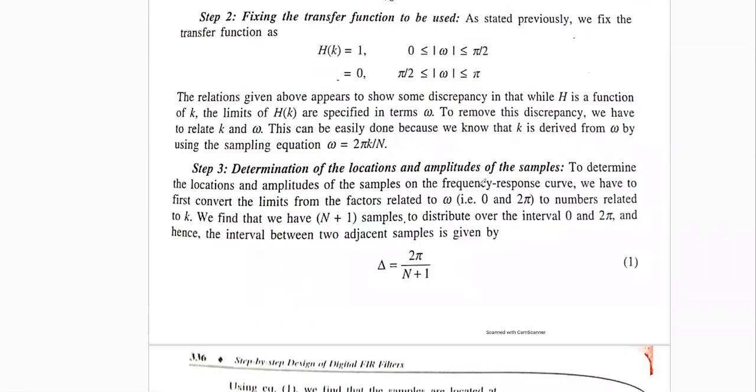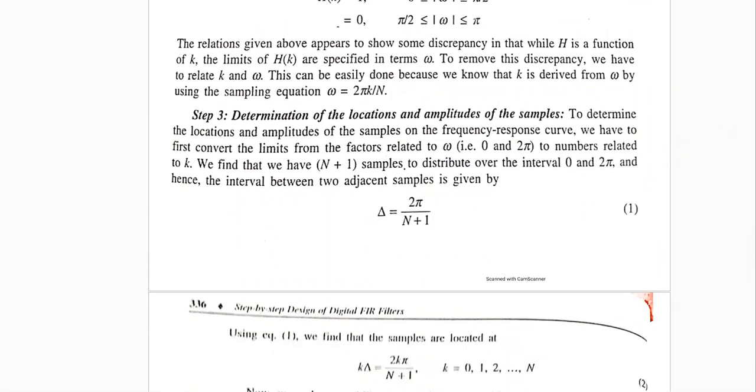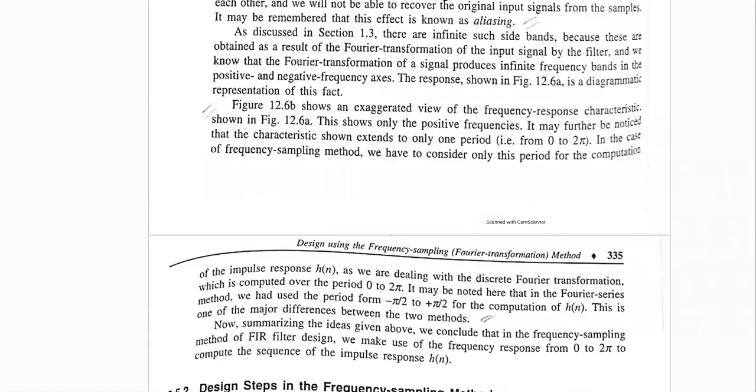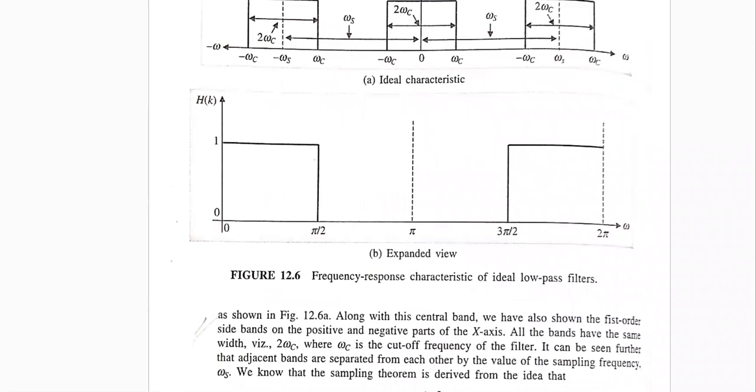Okay, continuing with the example. Determination of the location and the amplitude of the sample. So we need to determine the location and the amplitude of the sample. That means now we have the samples, and we need to know where the sample positions are. We are not getting a sample at all locations, because what is the resolution of the frequency? The resolution of the frequency is equal to twice pi divided by n plus 1, because we have n plus 1 samples. So let's say we have a sample there. What is the next sample location? That is the delta, and we know that.